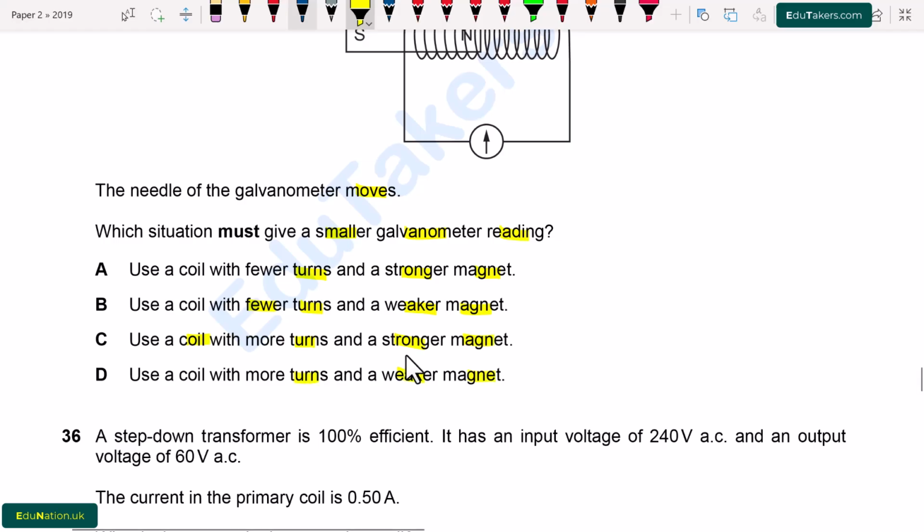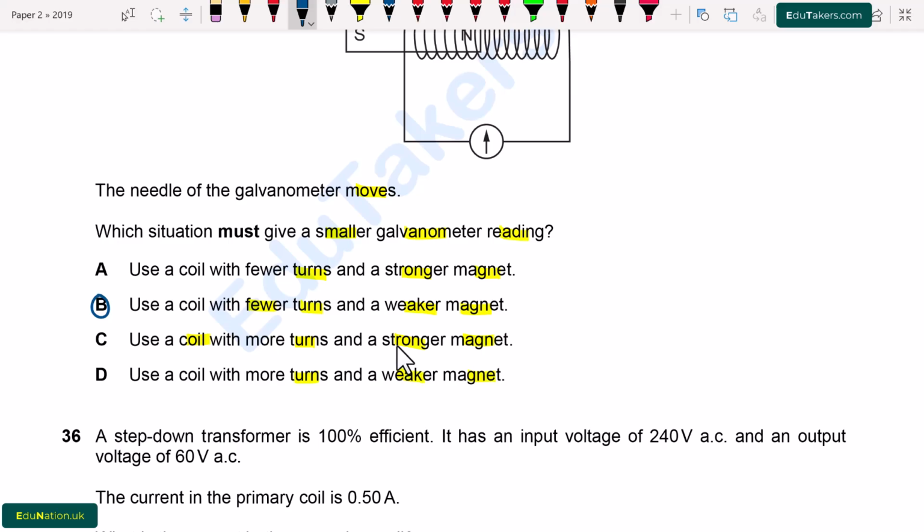Here we have to decrease the current. When we have to decrease the current, the number of turns should be smaller and the strength of the magnet should be weak. So option B is correct, which shows that use a coil with few turns and a weaker magnet, which gives the smallest current and there will be a smaller galvanometer reading. So only option B is correct.